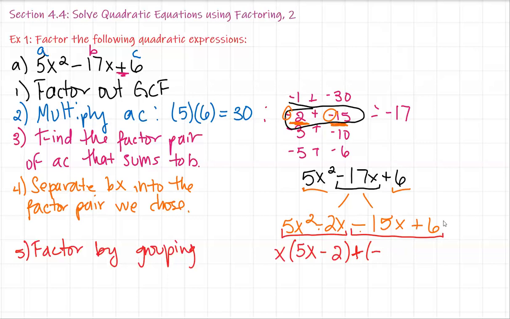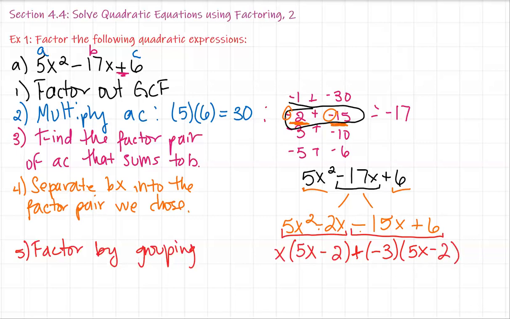So negative, whatever I'm factoring out from 15x and 6. GCF between those two numbers, yes, is 3. So I'm factoring out a negative 3 here. And what do I have left? Negative 15x divided by negative 3, that's 5x. 6 divided by negative 3, that's negative 2.